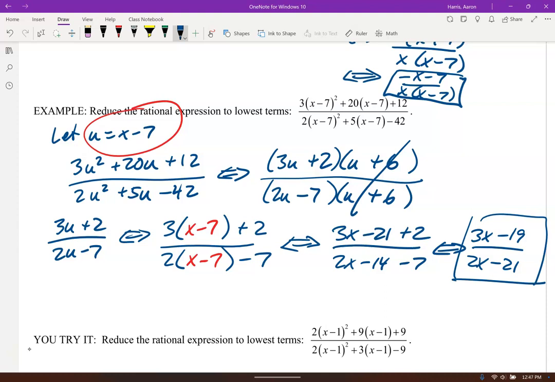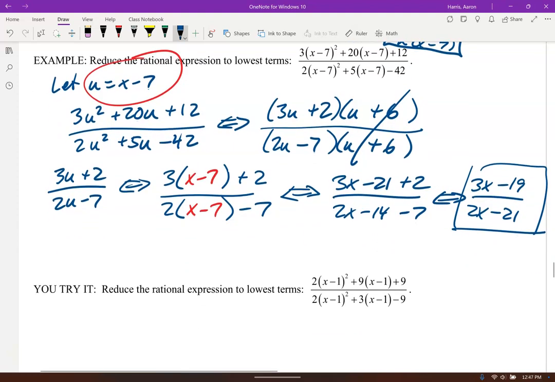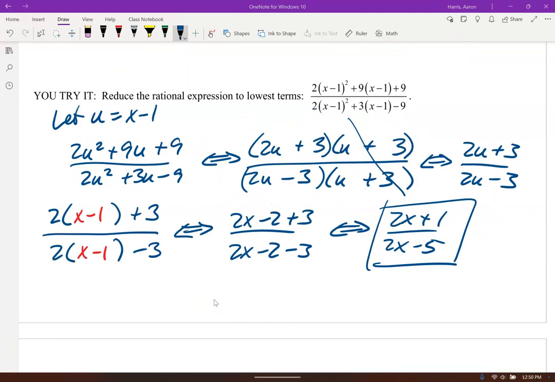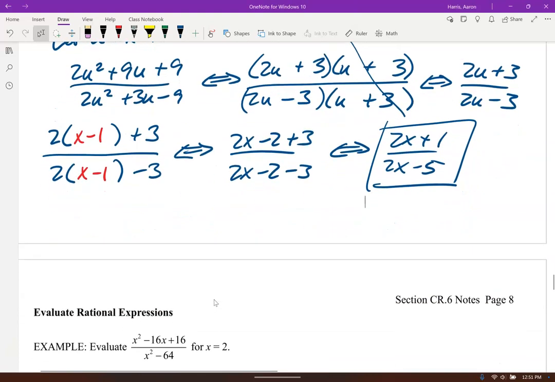Okay. Why don't you guys go ahead and try this next one similarly. See how you do. Go ahead and check your work on that. Should end up with 2x plus 1 over 2x minus 5. I let u be that x minus 1. Factor accordingly. Pause it if you need to.